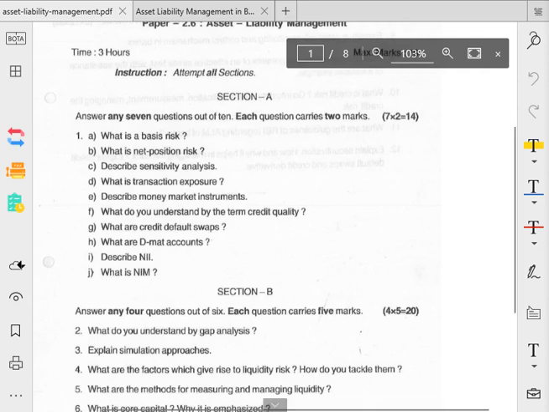And next question is NII, net interest income, which we have already seen, and NIM, net interest margin. This is the third time this question is being asked. Please go through the question paper. If you don't know, let me clear it for you.